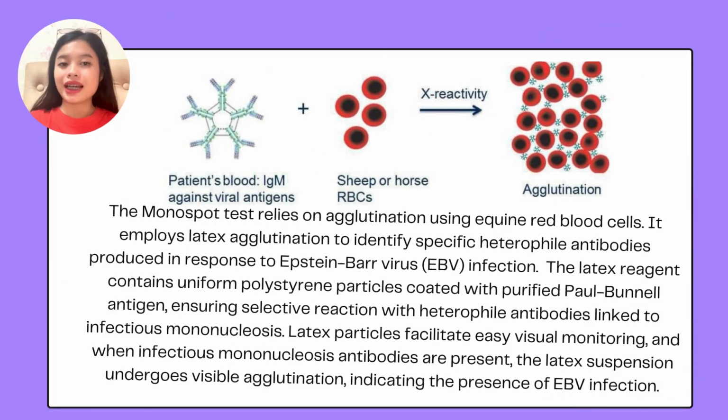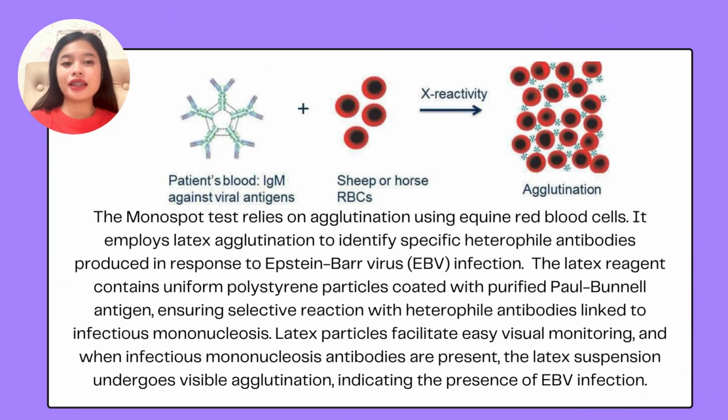The Monospot test is based on the principle of agglutination, a process similar to the established Paul-Bunnell tests. In these tests, equine red blood cells serve as the primary material, and it employs latex agglutination to detect specific heterophile antibodies produced by the human immune system in response to Epstein-Barr virus or EBV infection.